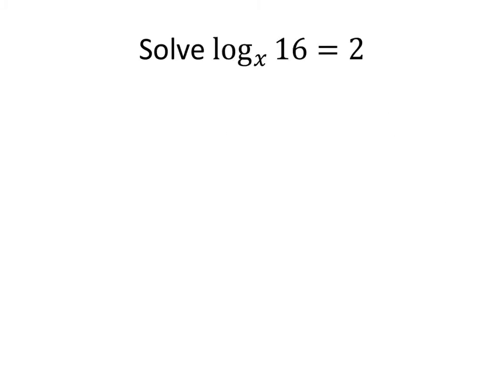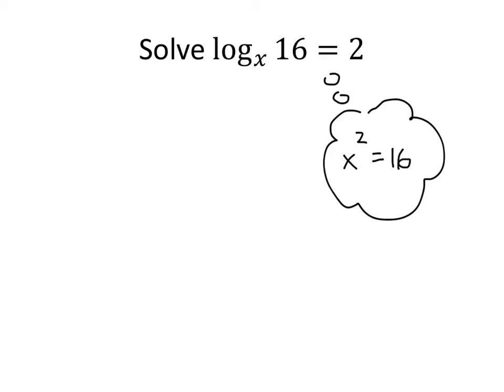Solve the equation log base x of 16 equals 2. So once again we want to rewrite this in exponential form, and when we do that, we get x to the 2 equals 16. Well, now we've got still a little bit more work to do. So if x squared equals 16, then what does x equal? Well, we can take the square root of both sides. And normally what we do when we take the square root of both sides is we get a plus or minus, and that would tell us that x equals plus or minus 4.